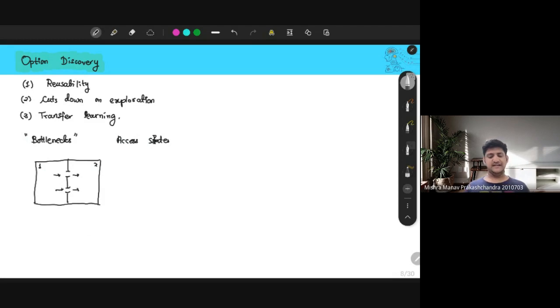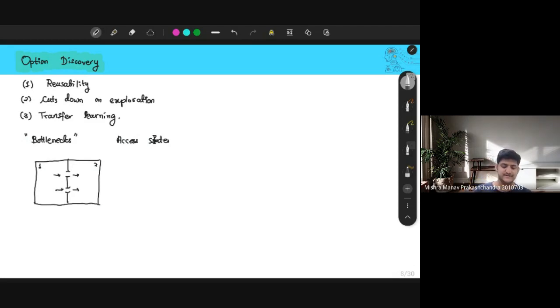Okay, so this typically denotes the bottleneck. This refers to the bottlenecks. Okay, so turns out having a bottleneck state is a good option. So a bottleneck can be a good representation for an option. The more we reach a bottleneck state, the better are our chances for a successful completion of an episode. Okay, so how do we discover such bottlenecks?